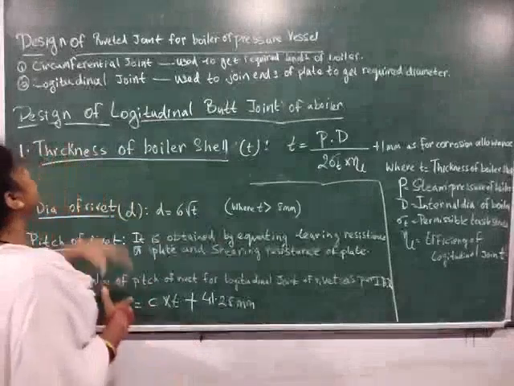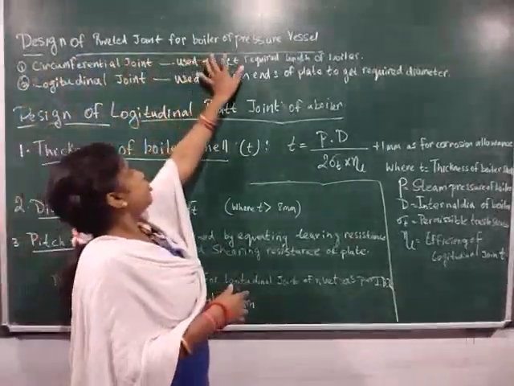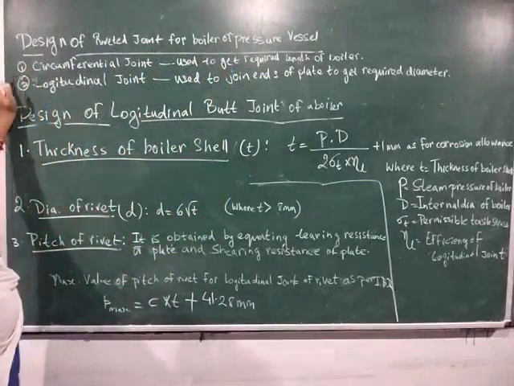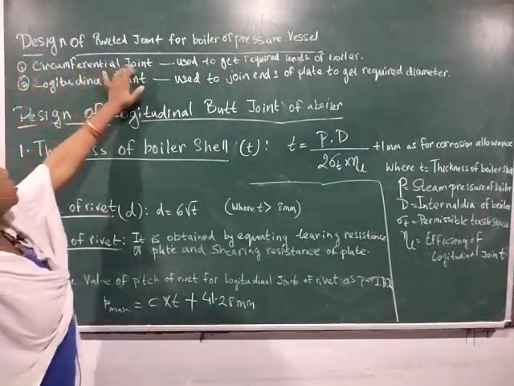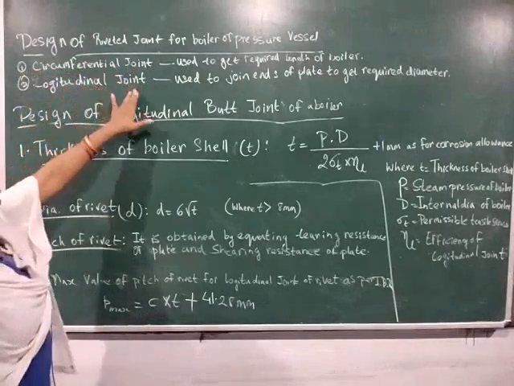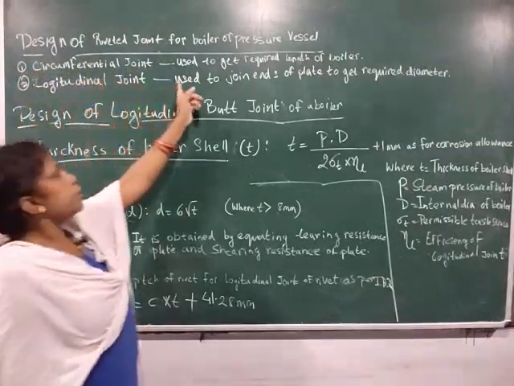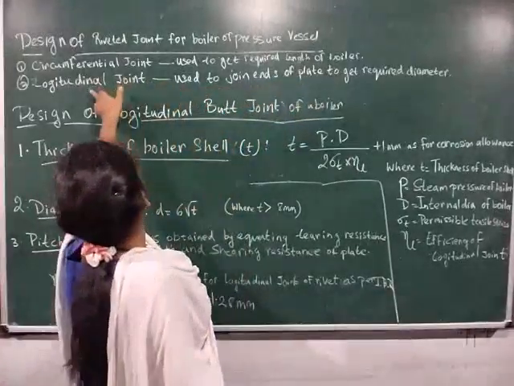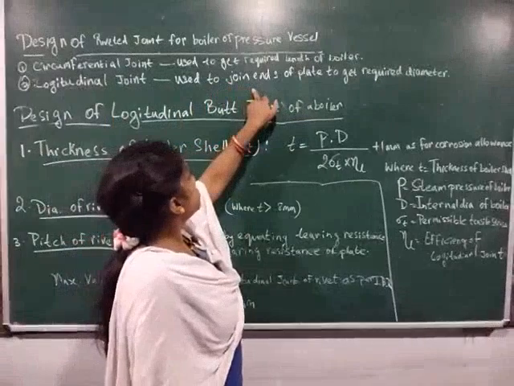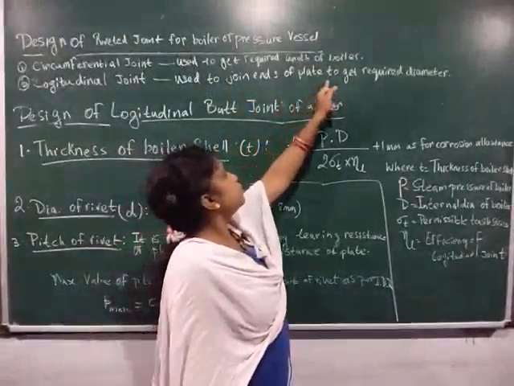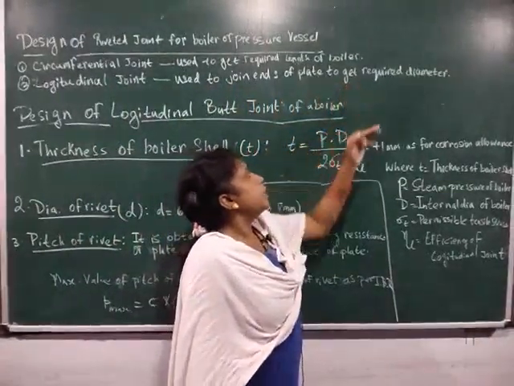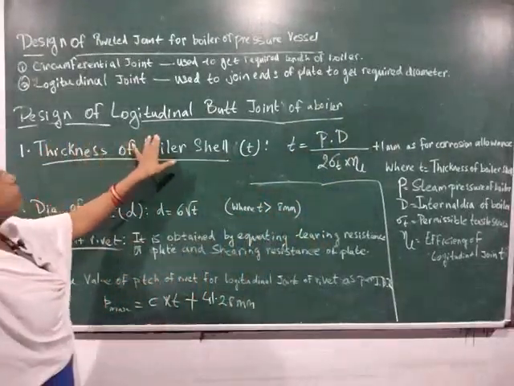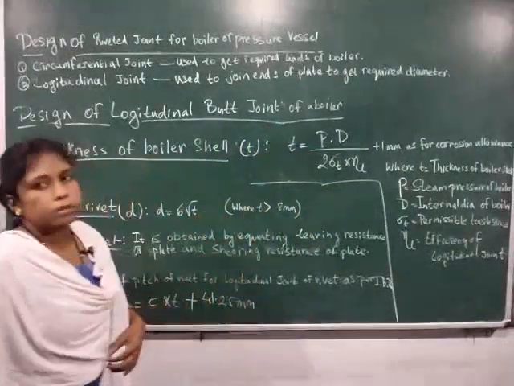Next we will see design of riveted joint for boiler or pressure vessel. We have two types of joint, that is circumferential joint and longitudinal joint. Circumferential joint is used to get the required length of boiler and longitudinal joint is used to join the ends of plate of a boiler to get the required diameter. Next, design of longitudinal butt joint of a boiler.